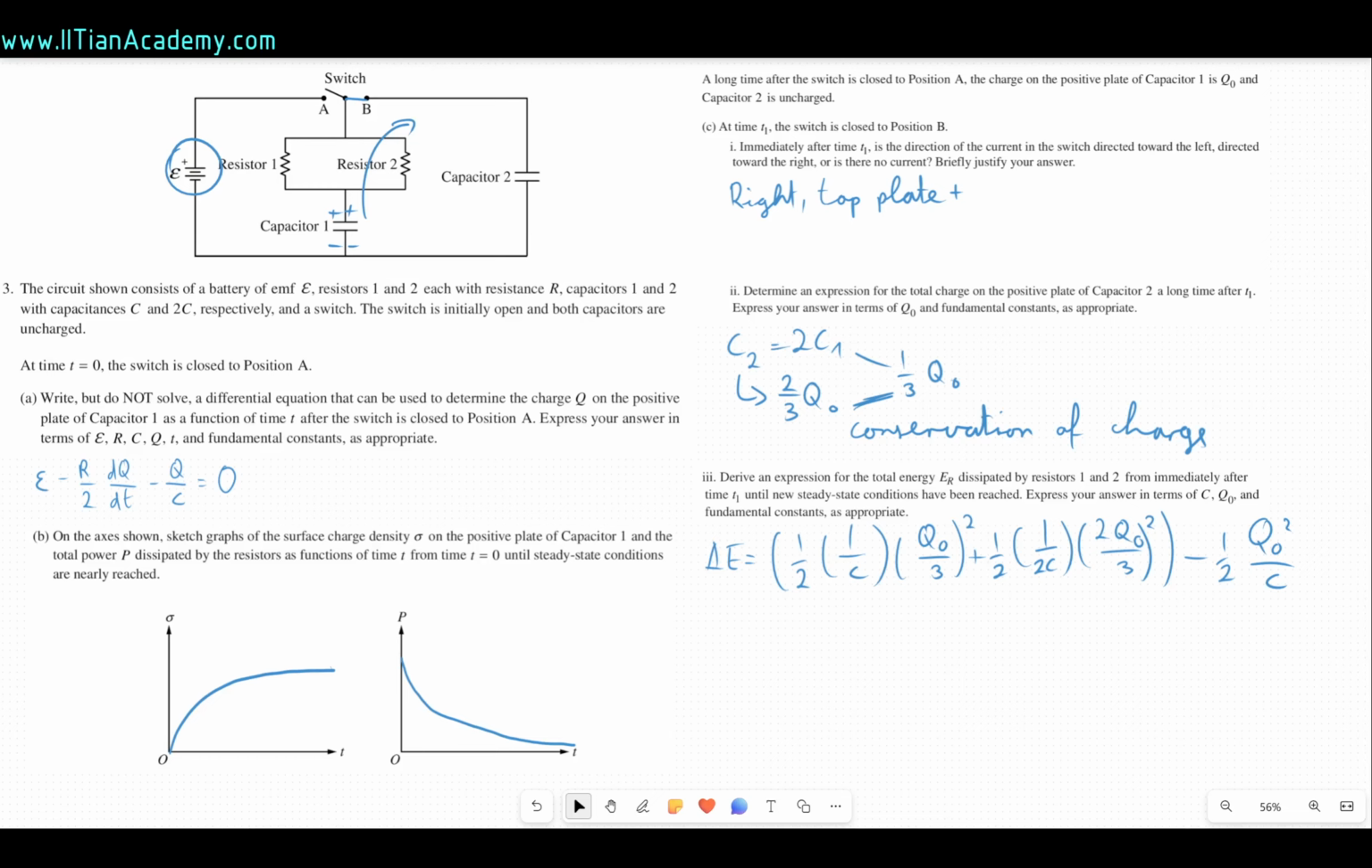So once we have this, we can simplify this. So this will be Q0 squared over 6C minus Q0 squared over 2C. And if we subtract this, then this will be minus Q0 squared over 3C.